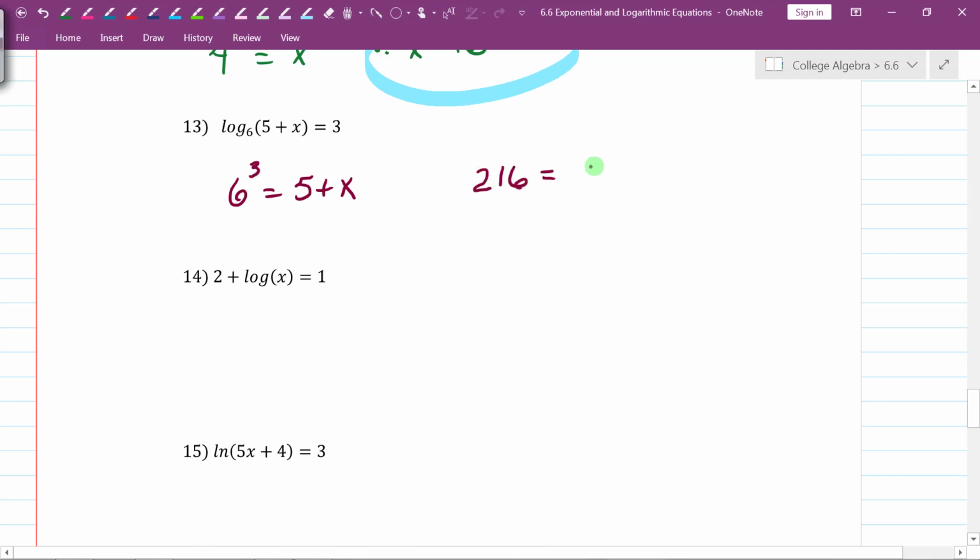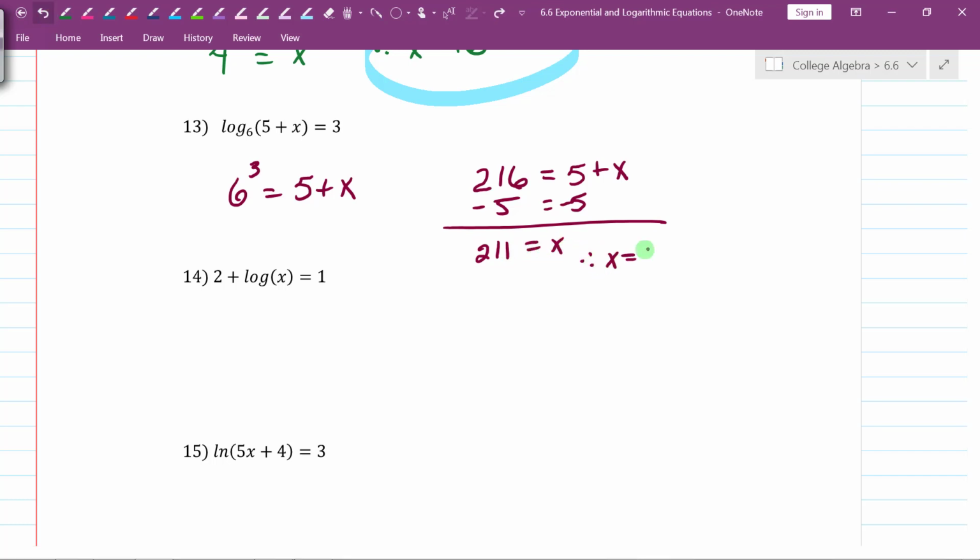216. So 216 equals 5 plus x. This is just a number. Convert it to the number. This is a regular algebraic equation. We're just solving for x. We'll subtract 5 from both sides, and we end up with 211 is equal to x.